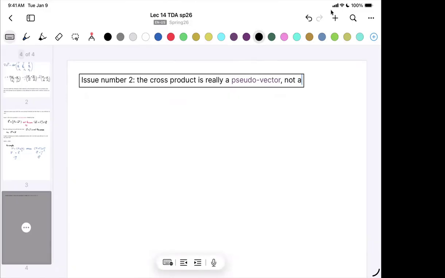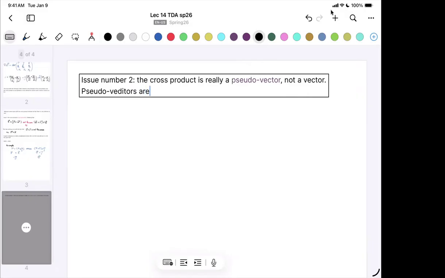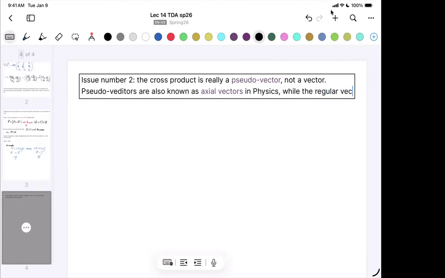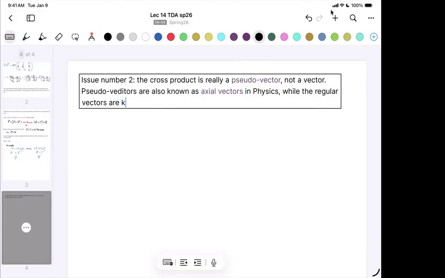So not a vector. Physicists sometimes call them pseudovectors, or axial vectors. I'll explain what I mean because it's an important thing to know. Pseudovectors are also known as axial vectors in physics, while the honest-to-God vectors are sometimes called polar vectors. I always found that terminology very confusing, so I always have to check which one is which. It's just easier to say vector and pseudovector to remember which one it is. While the regular vectors are known as polar vectors.